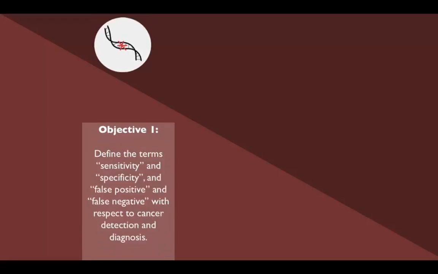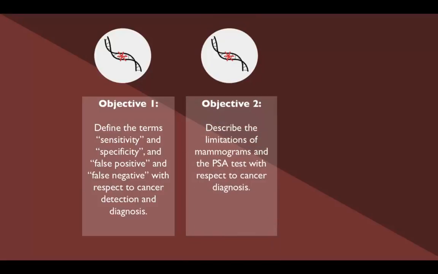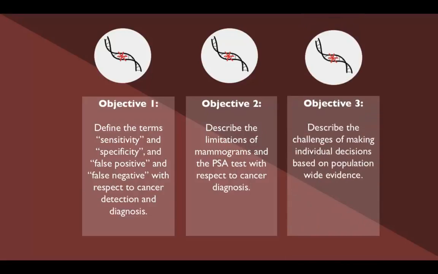At the end of the lesson, the students should be able to define the terms sensitivity and specificity and false positive and false negative with respect to cancer detection and diagnosis, describe the limitations of mammograms and the PSA test with respect to cancer diagnosis, and describe the challenges of making individual decisions based on population-wide evidence.